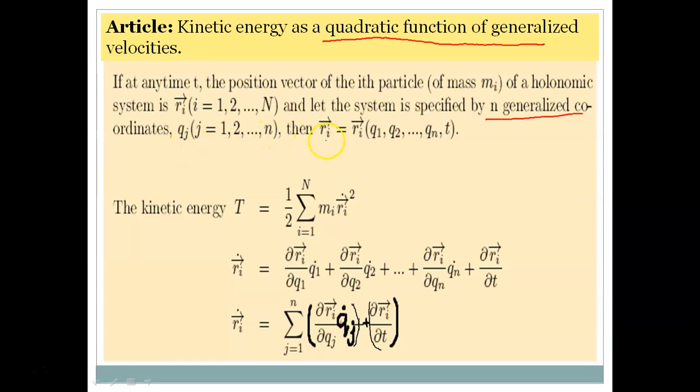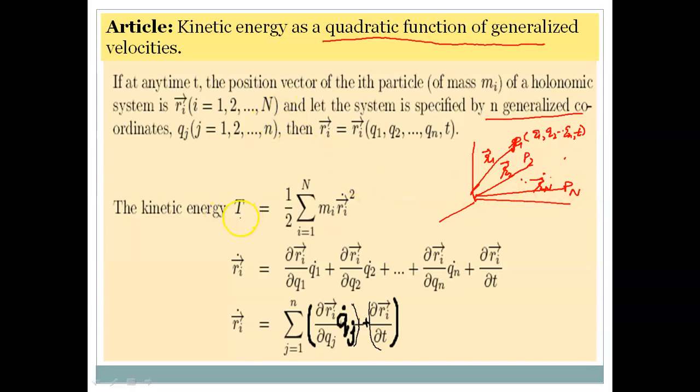So this position vector ri can be written like this. It is a function of q1, q2, qn and the time t. So there are n particles, in fact p1, p2 and so on up to pn, and corresponding to each of these we have the position vectors r1, r2 and so on up to rn, and each of these depends on the generalized coordinates q1, q2, qn and the time t. Similarly for all these. So that is the situation here.